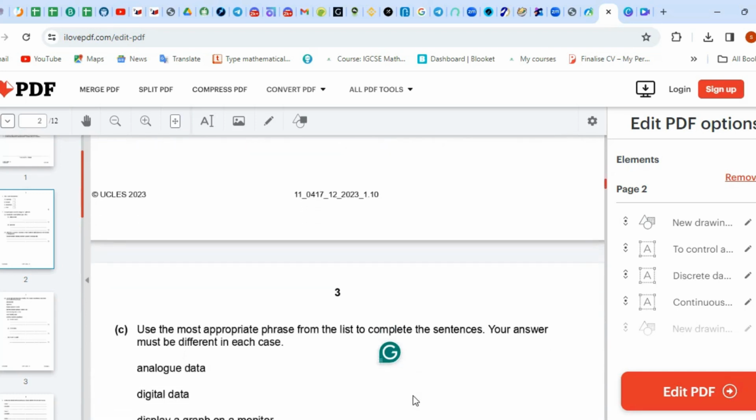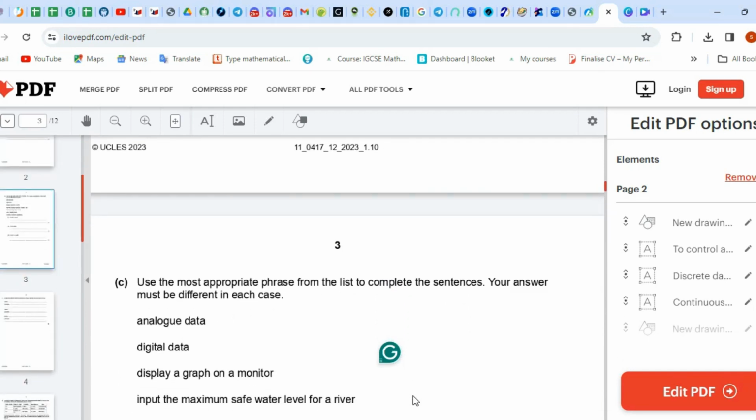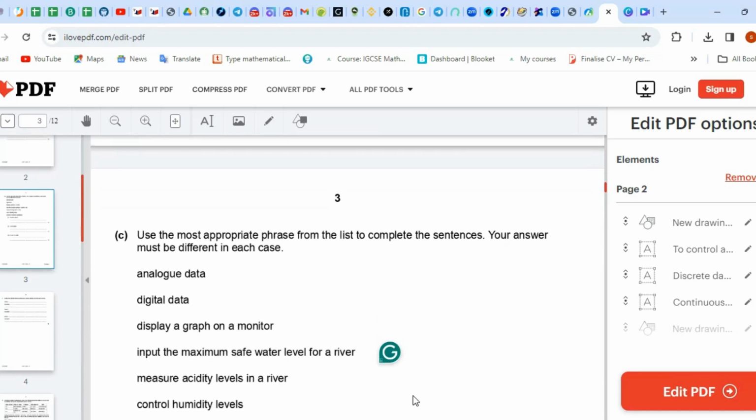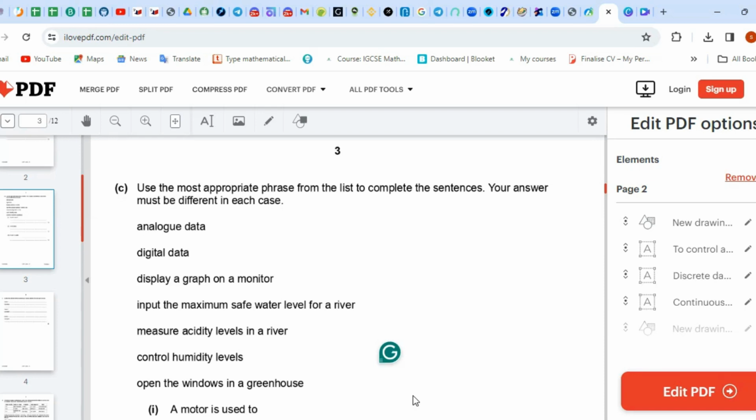All right, moving on. We are to use the most appropriate phrase from the list to complete the sentence. Your answer must be different in each case. So we have analog data, digital data, display a graph on a monitor, input the maximum safe water level for a river, measure acidity levels in a river, control humidity levels, open the windows in a greenhouse. Those are the phrases. Now we are to use them to complete each of these sentences.